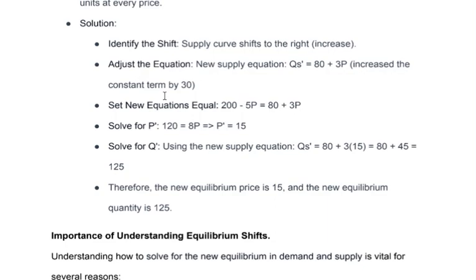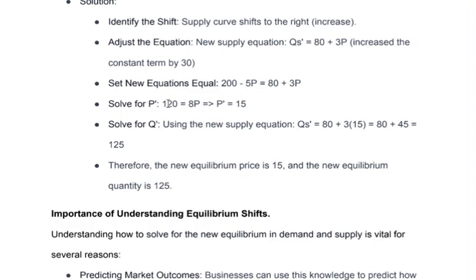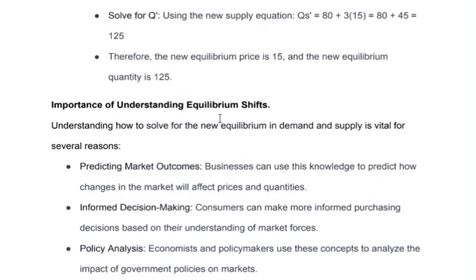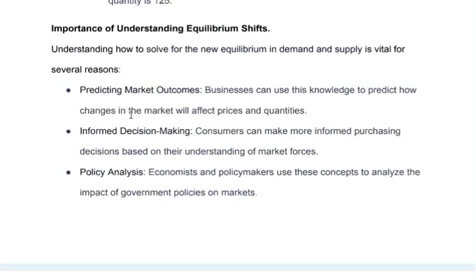Set the new equations equal: 200 minus 5P equals 80 plus 3P. Solve for P': 120 equals 8P, which implies P' equals 15. Solve for Q' using the new supply equation: QS' equals 80 plus 3 times 15, which equals 80 plus 45 equals 125. Therefore, the new equilibrium price is 15, and the new equilibrium quantity is 125.